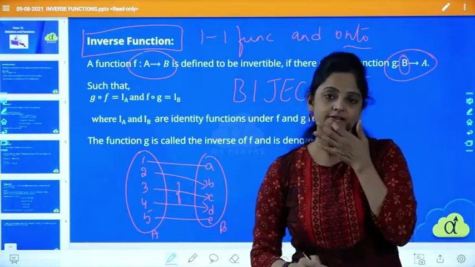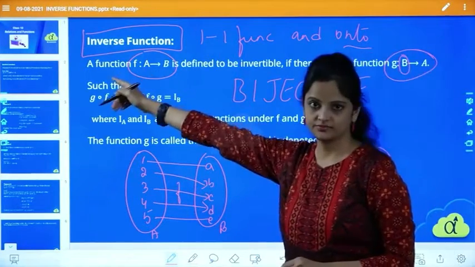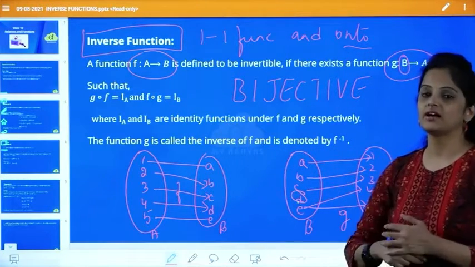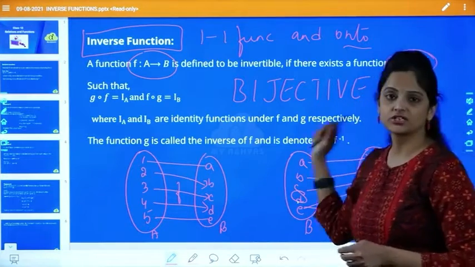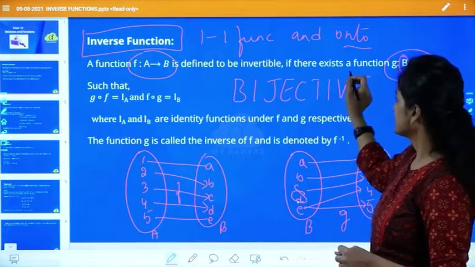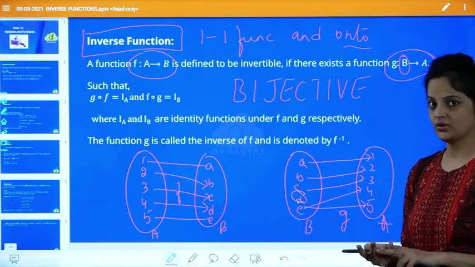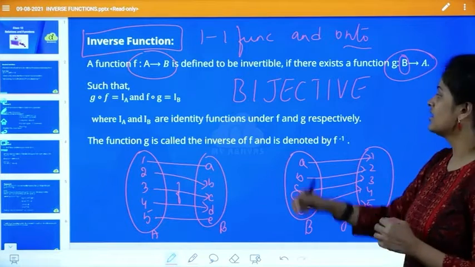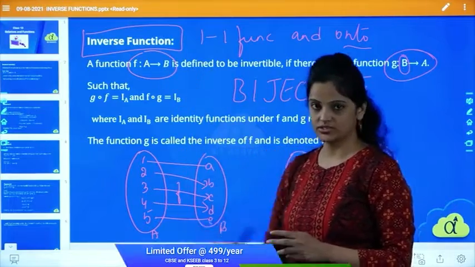Remember this, because only for bijective functions can we find the inverse. Got it? You have to remember this, because the same thing will come again in inverse trigonometric functions. So only bijective functions can have an inverse. That's why it says "if there exists". If there exists means not all functions will have an inverse. Only the functions which are bijective have the inverse.